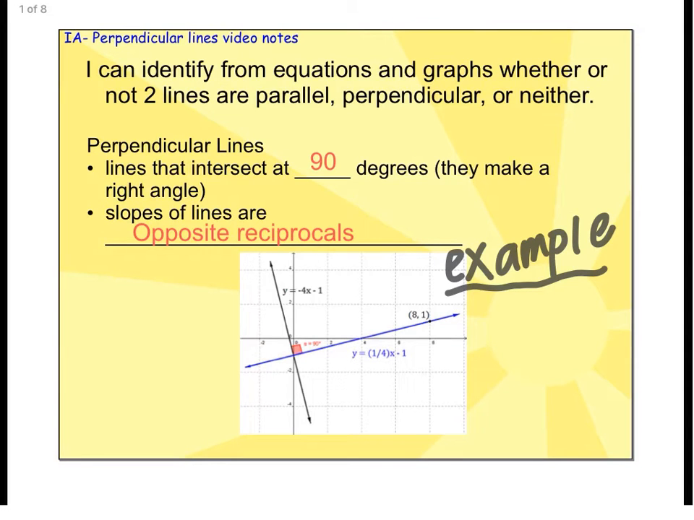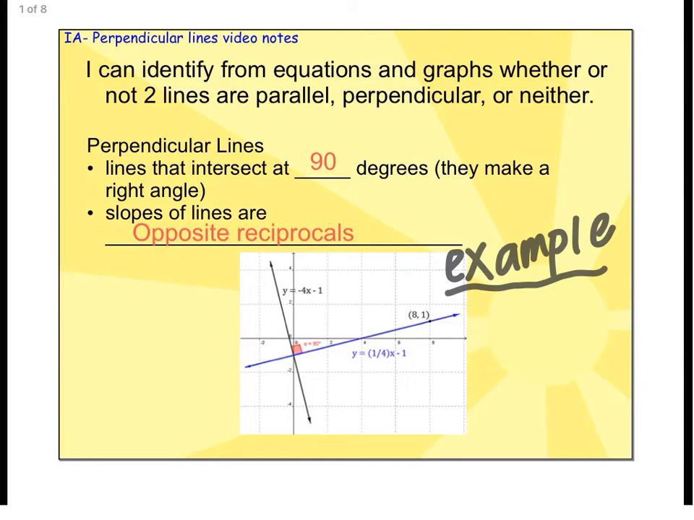Hello, this video is on perpendicular lines. It goes with an overall learning target that says I can identify from equations and graphs whether or not two lines are parallel, perpendicular, or neither.